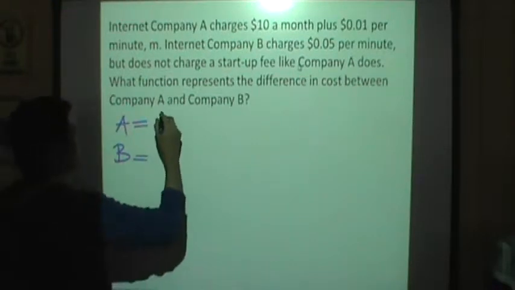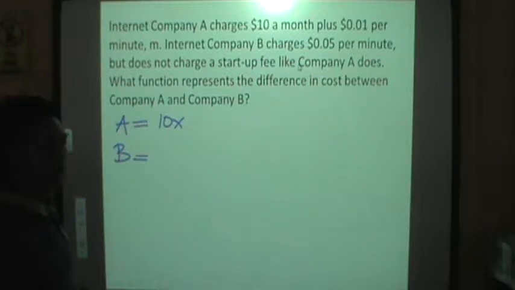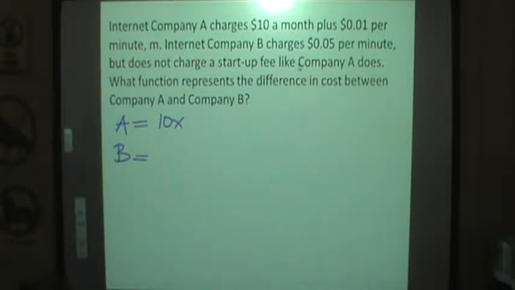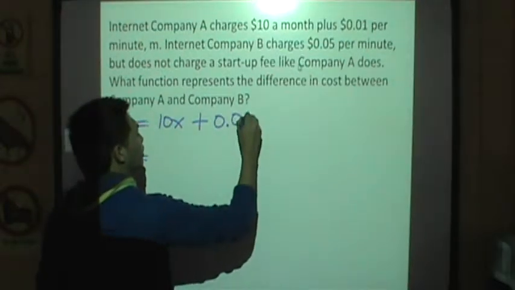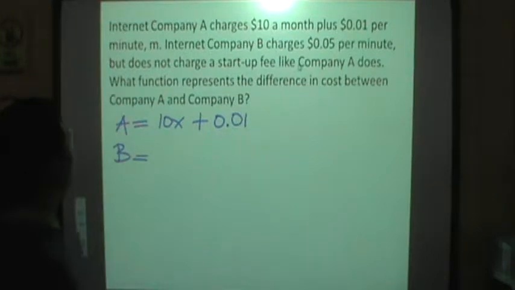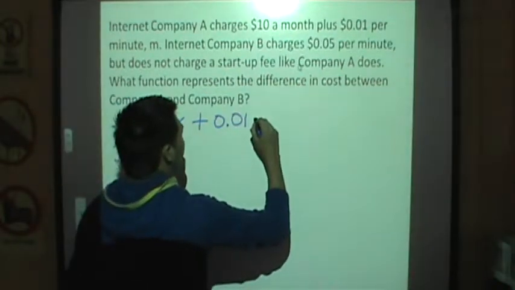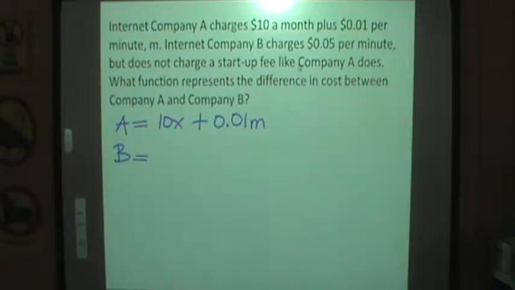So $10 per month. So that's times X, where X represents the number of months, plus 0.01 per minute. So how about this? Per minute. Okay, per minute. Let's say m for minute.